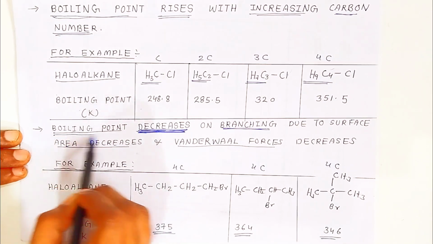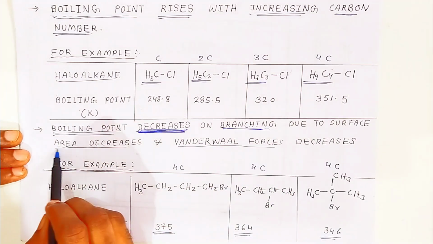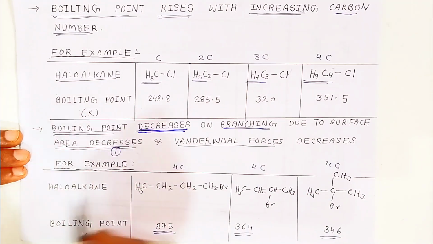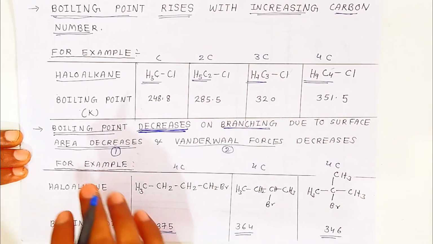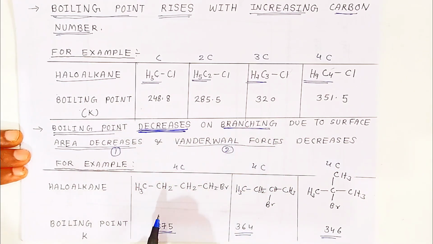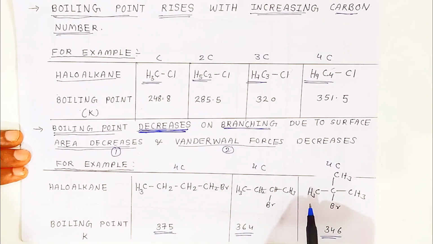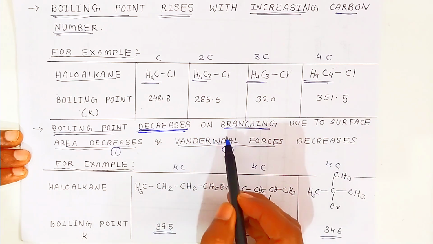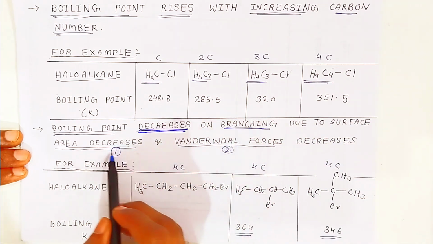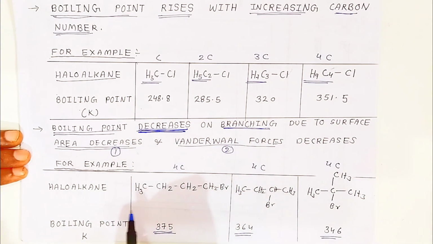So boiling point decreases on branching due to the surface area. What is the reason, students? Here are 2 reasons: because the surface area decreases and van der Waals forces decrease. So because of these 2 reasons, the boiling point decreases as the branching increases. Understanding, students? These are the reasons. As the branching increases, surface area decreases. Because of that, the boiling point will decrease.